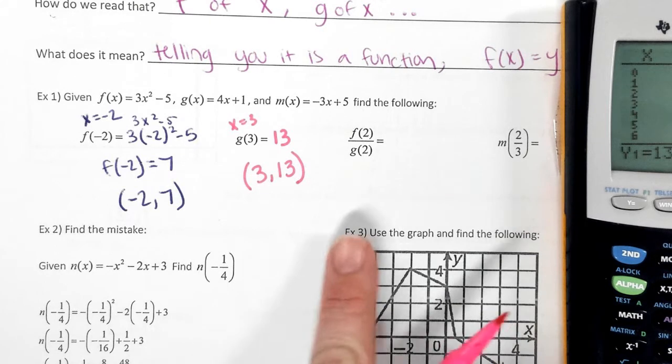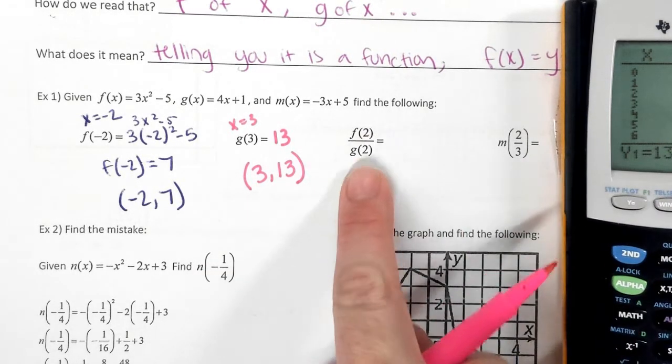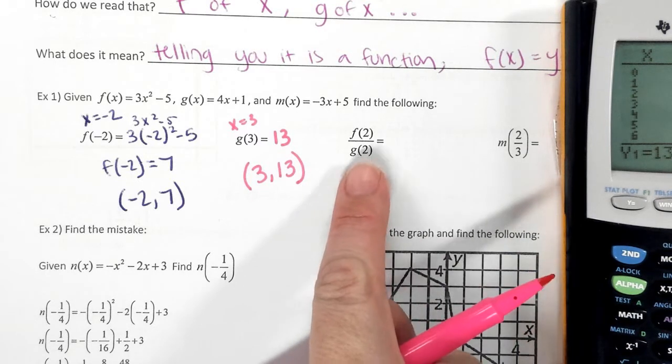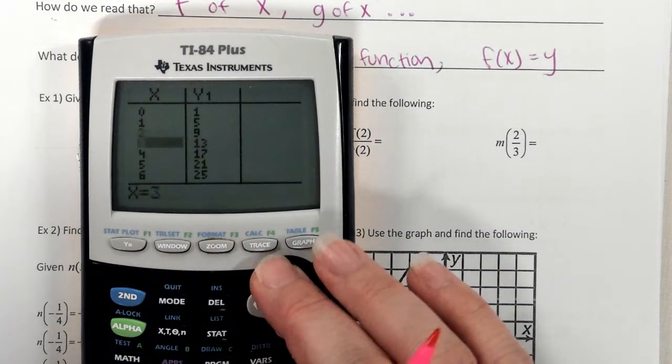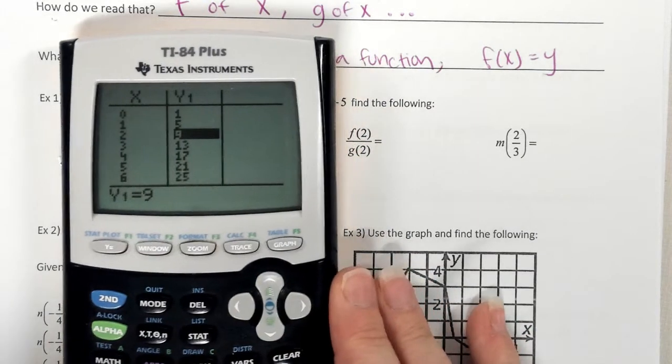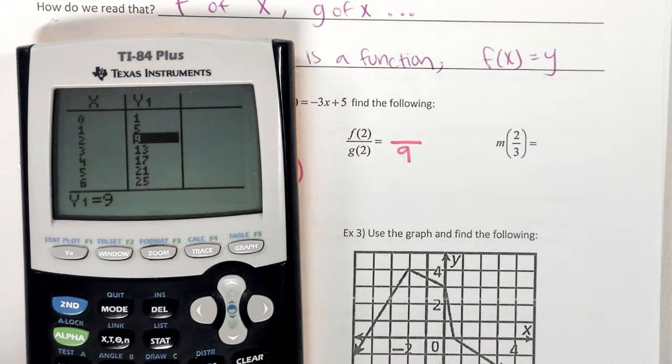Now this next one, I already have the g equation in my calculator, right? So I have an f, a g, and an m. So I'm going to go ahead and do this g2, g of 2. So if you come here to 2, what does it equal? 9. So I know on the bottom of this fraction it's going to be 9. Are we okay with that?